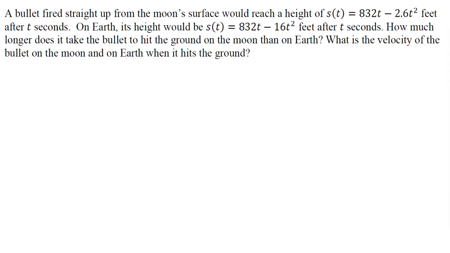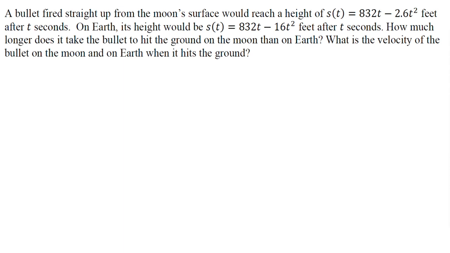All right, for our next one here, we've got a bullet being fired straight up off the surface of the moon. We've got a position function for that, 832t minus 2.6t squared. And then on Earth, we've got a different height, 832t minus 16t squared. We want to know how much longer it's going to take the bullet to hit the ground on the moon than it would on the Earth, and we want to know the velocity of the bullet on the moon and on the Earth when it hits the ground.